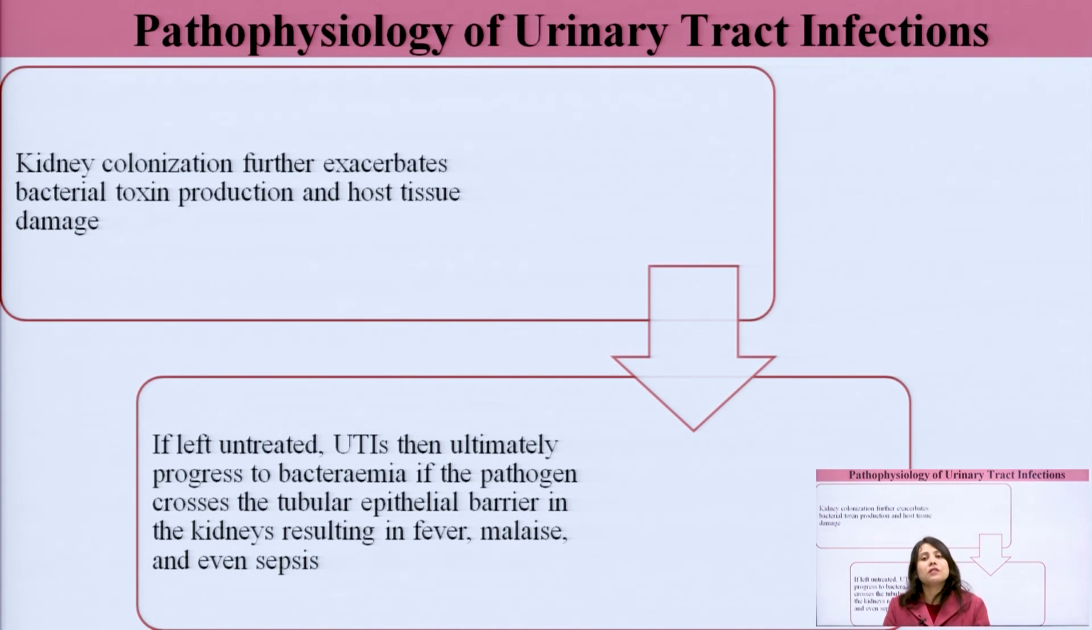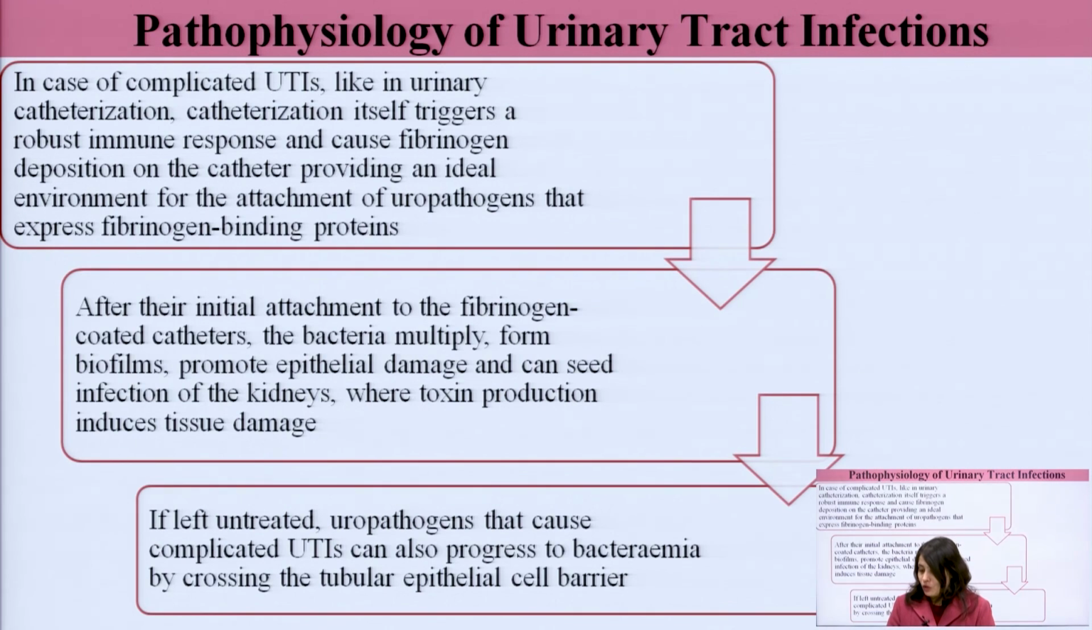As I already told, sepsis is a septic condition where the infected blood is going to various organ systems and infecting them as well, compromising their functions. When we talk about complicated UTIs, they can occur due to obstructions in the urinary tract, and they very commonly occur due to catheters. Urinary catheterization itself triggers a robust immune response and causes fibrinogen deposition on the catheter, providing an ideal environment for the attachment of uropathogens that express fibrinogen binding proteins.